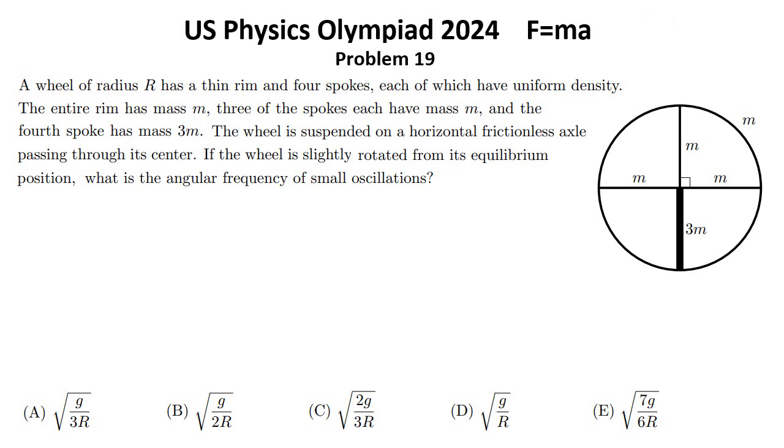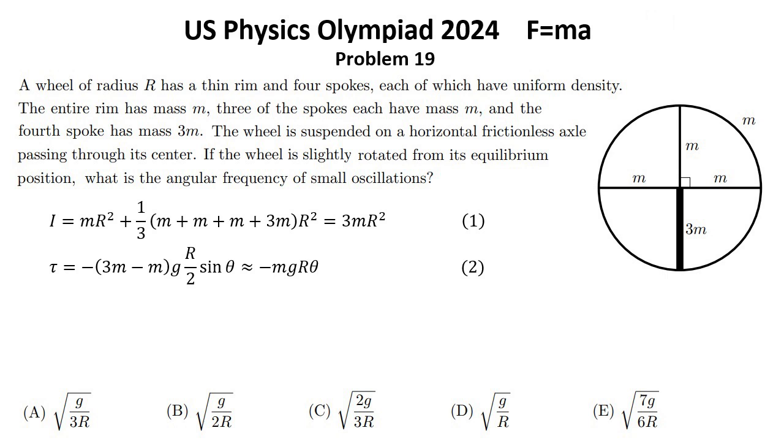Solution to problem number 19. This system is a physical pendulum. The moment of inertia about the center is in expression 1, when the system is rotated a small angle theta from equilibrium. The restoring torque comes from the difference in masses of the top and bottom spokes in expression 2. So we have equation number 3 for rotational motion. As a result, we have expression 4, from which we read off omega equals the square root of g over 3r, which is answer A. This was the solution to problem number 19.